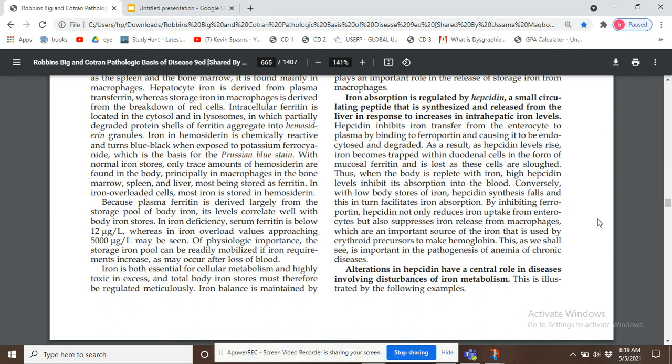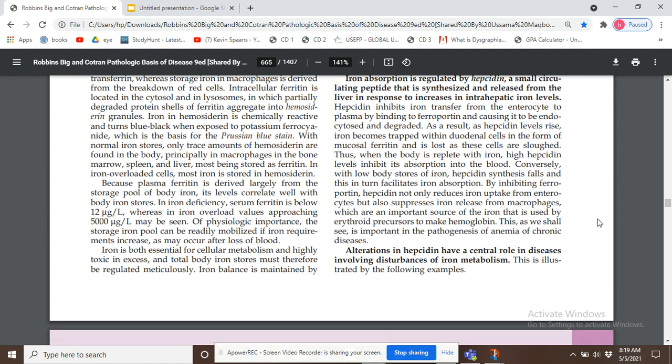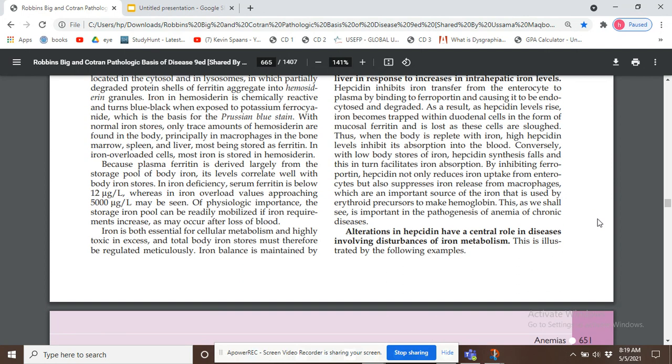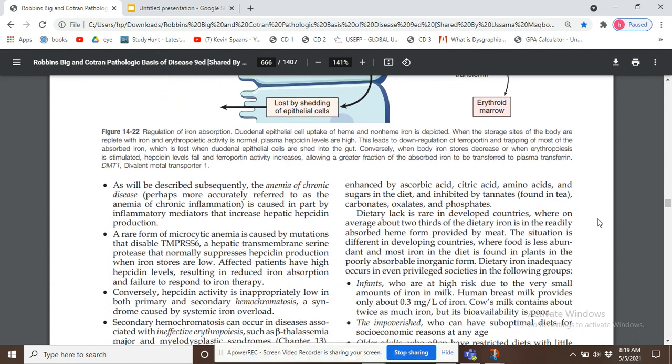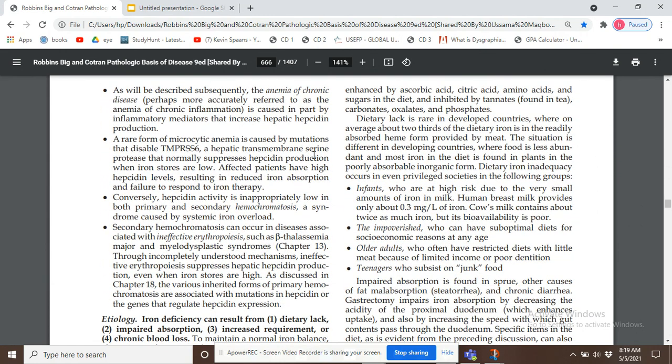Now, alterations in hepcidin have a central role in diseases involving disturbance of iron metabolism. This is illustrated by the following examples. These are all examples showing diseases related to hepcidin.